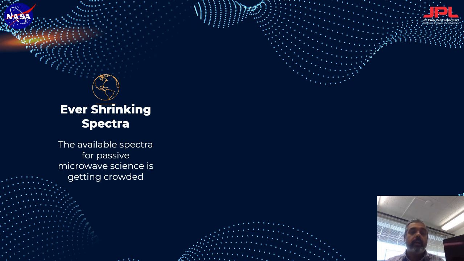Any active signal, any other source within that spectra, even a couple of milliwatts, if it's looking straight at the remote sensing antenna, or let's say it's looking away but it has a large side lobe, can completely blanket out the original geophysical signal that you're looking at. So spectrum protection is an important thing, and it's getting crowded. There are good reasons for it.